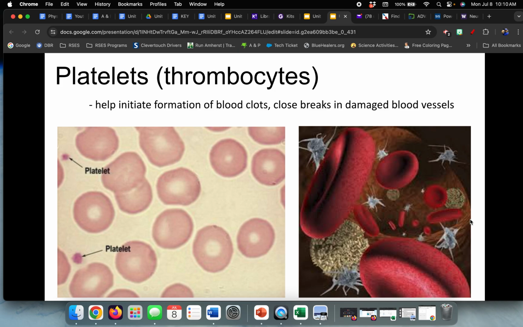All right, so platelets or thrombocytes, they're going to help form blood clots. So they close breaks in damaged blood vessels. You've had a cut, I'm sure, at some point in your life. It doesn't bleed forever. And the platelets, the thrombocytes, are partly responsible for that. They cause a blood clot, cause it to close up that damaged vessel.